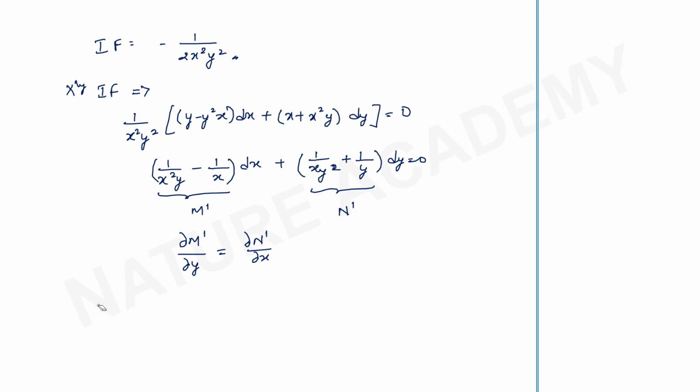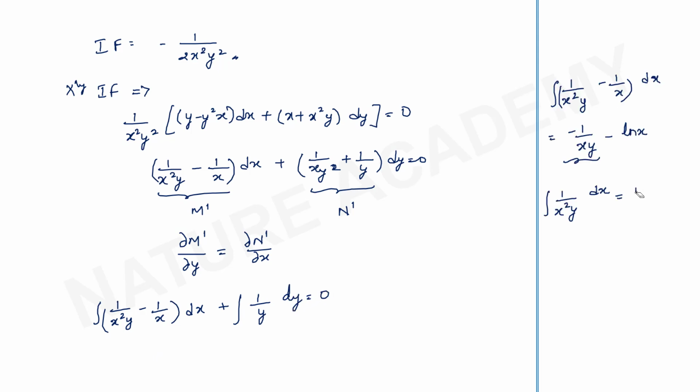The terms not containing x should be written as part of n. So integral (1 by x square y minus 1 upon x) dx plus integral 1 upon y dy is equal to 0. 1 by y integral x raised to minus 2 dx. This is equal to 1 by y into x raised to minus 2 plus 1 upon minus 2 plus 1. This is equal to minus 1 by xy. So what we got here, minus 1 by xy, is the general solution of the given differential equation.